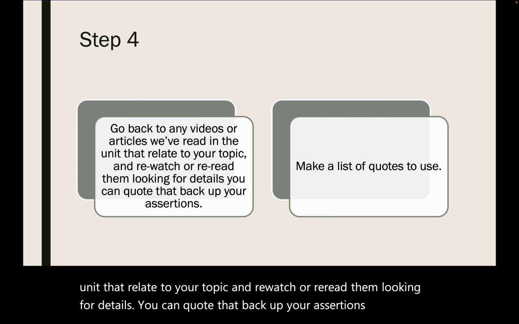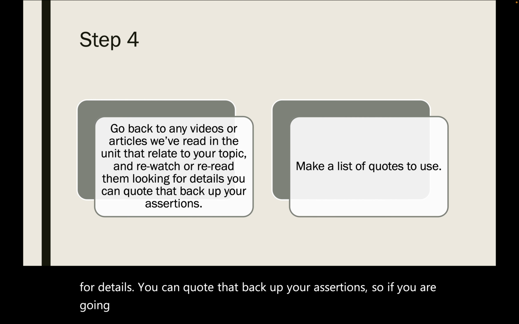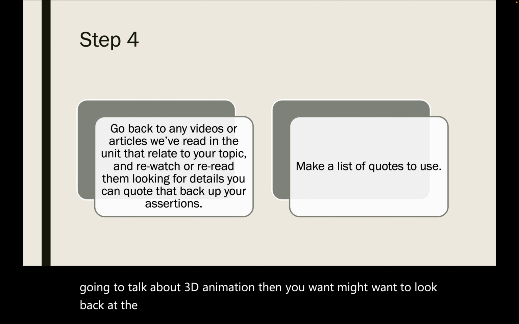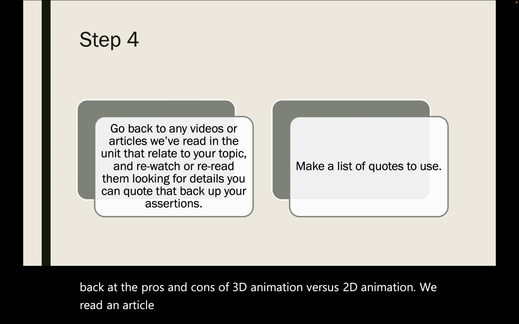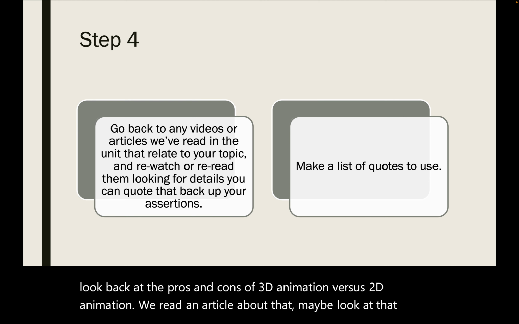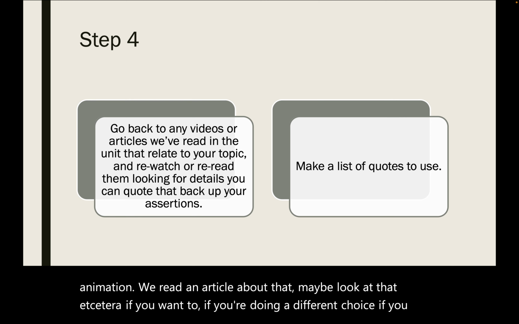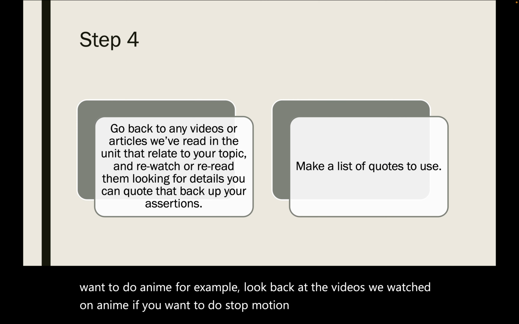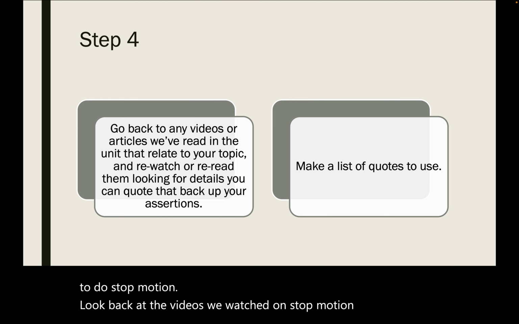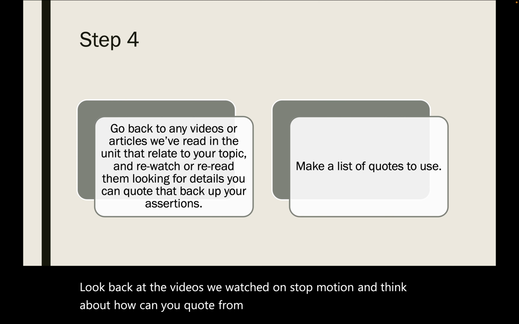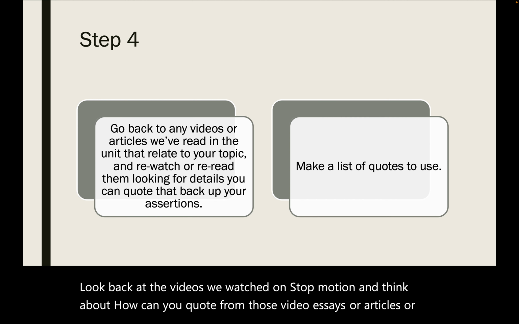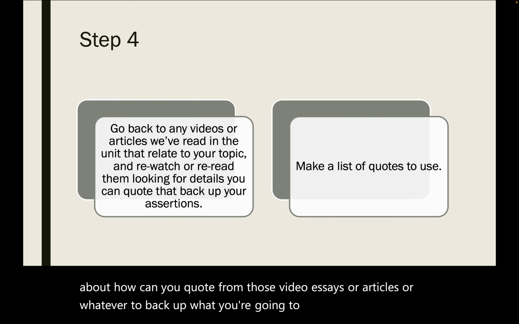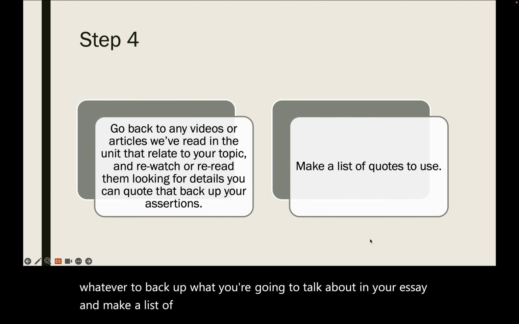So, if you are going to talk about 3D animation, then you might want to look back at the pros and cons of 3D animation versus 2D animation. We read an article about that. Maybe look at that, etc. If you're doing a different choice, if you want to do anime, for example, look back at the videos we watched on anime. If you want to do stop motion, look back at the videos we watched on stop motion, and think about how can you quote from those video essays or articles or whatever to back up what you're going to talk about in your essay, and make a list of possible quotes that you might be able to use.